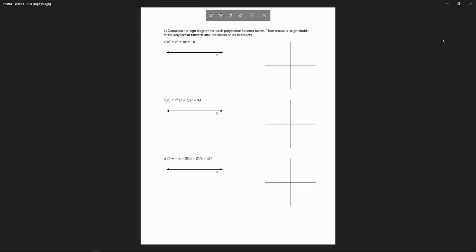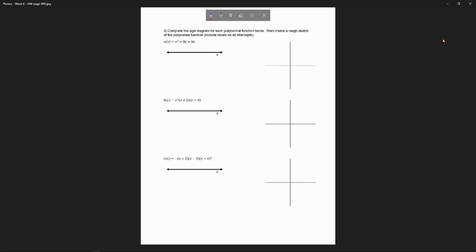Alright, so now we're getting to the fun stuff. We're going to be drawing a graph based on just this function alone. So it does look tough at first. There are steps to this, and the more you practice these problems, the easier they'll become.